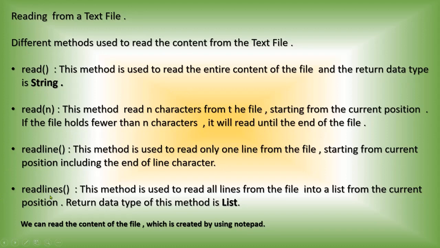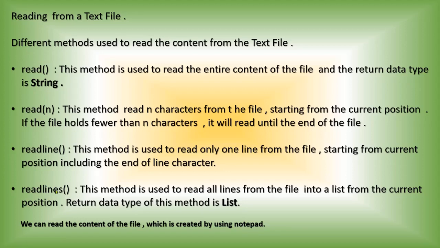And the next function is readlines. See the difference between these two methods. The previous one will read one line, and this one will read the entire lines of the text file. The return data type of that method will be a list. All the lines of the text file will be in the form of a list. Each line of the text file will be each element of that list. So these are the 4 different types of read methods supported by text files.